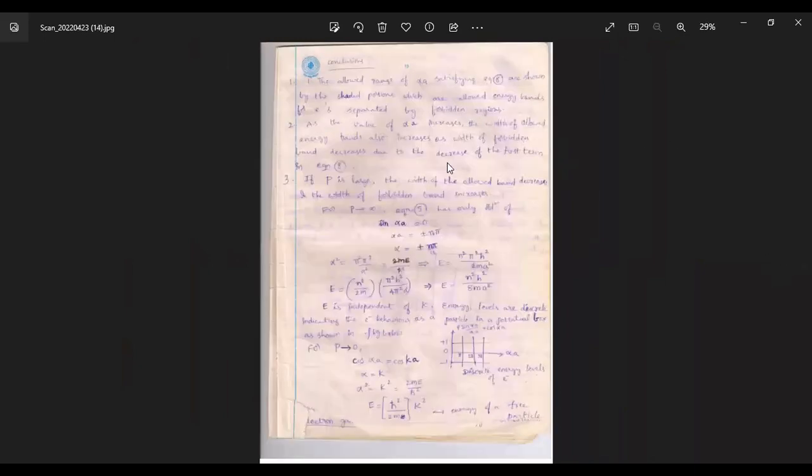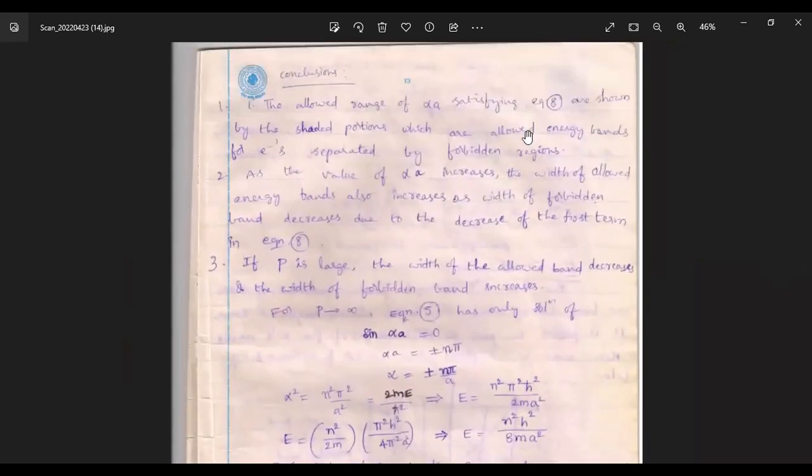From this equation, the allowed range of alpha A satisfying equation 8 are shown by the shaded portions, which are allowed energy bands for electrons separated by forbidden regions. Equation 8 is P sin alpha A by alpha A plus cos alpha A equal to cos Ka. That is the 8th equation. Just now I told you shaded regions are there. These regions are allowed energy bands for electrons separated by forbidden regions. Electrons will have allowed regions and forbidden regions also.